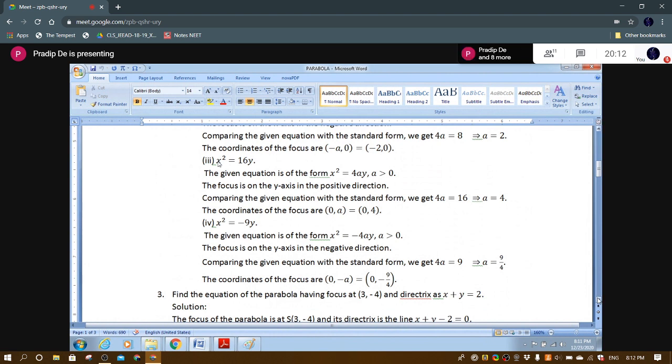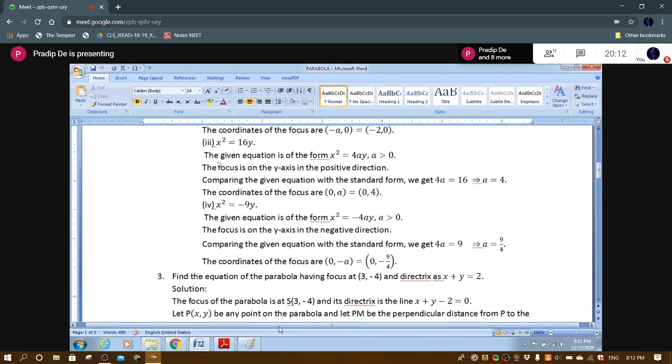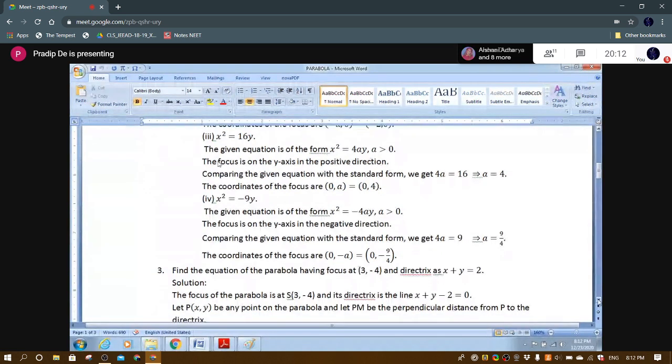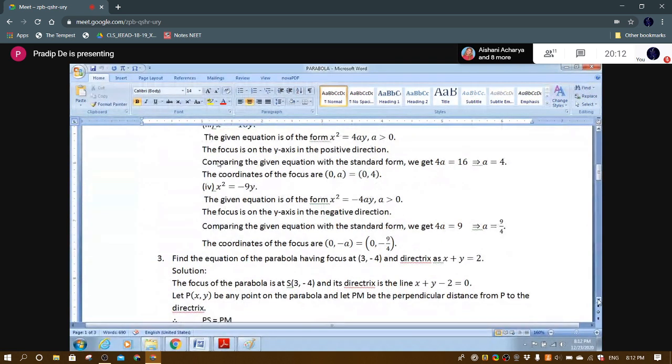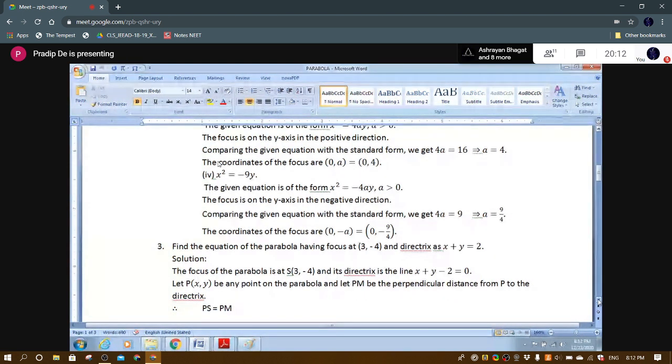Now follow these steps. The focus of the parabola is at S 3 comma minus 4, and the directrix is the line x plus y minus 2 equal to 0. Let P(x, y) be any point on the parabola, and let PM be the perpendicular distance from P to the directrix, then by definition, PS equal to PM.